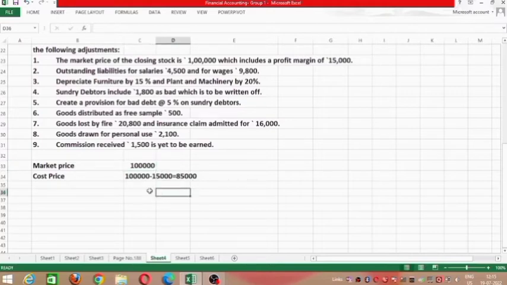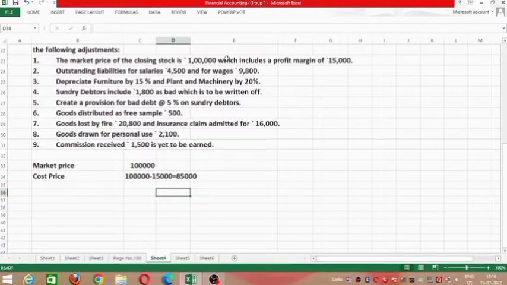Now while considering the closing stock for the calculation, we should always see the market price and cost price, and whichever is less, that amount we need to consider. So here 85,000 is the least amount. This amount we are going to consider for the calculation purpose. Second one, outstanding liabilities for salaries 4,500 and for wages 9,800. Outstanding salary and wages should be added to the respective expenses in the P&L account and only the outstanding amount is written on the liability side of the balance sheet.